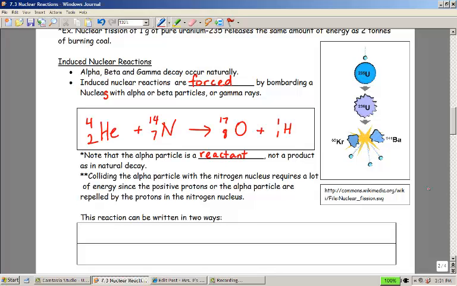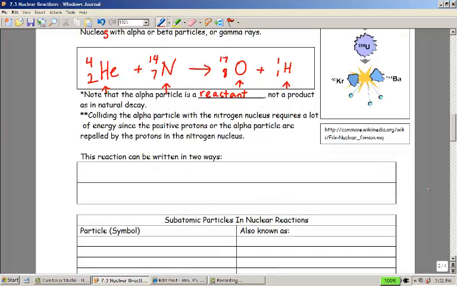So here's an example. An alpha particle, which is simply a helium nucleus, can actually be forced to strike nitrogen, a nitrogen nucleus, and the result is that the nitrogen nucleus breaks apart slightly to form an oxygen nucleus and a hydrogen nucleus. So really all that's been achieved here is that the helium has caused the nitrogen to basically break apart into oxygen and hydrogen. Note that the alpha particle is a reactant and not a product, as in natural decay. Take a look at figure 7.19 in your book on page 314 to help you visualize what this looks like.